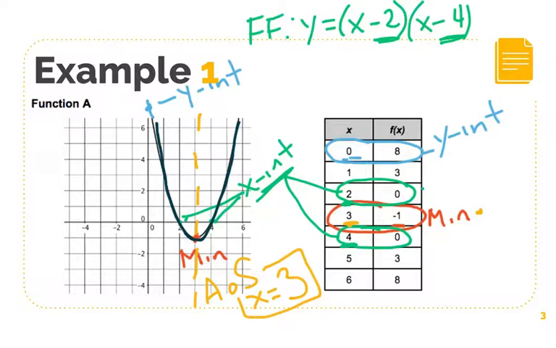All right, so now let's see, what else should we do? Let's do vertex form. All right, so we've got vertex form. And if you thought, hey, why did she do that in red?